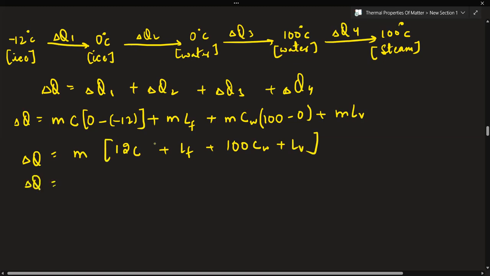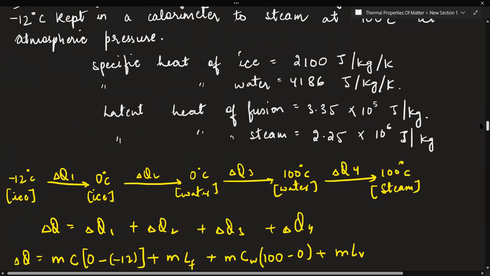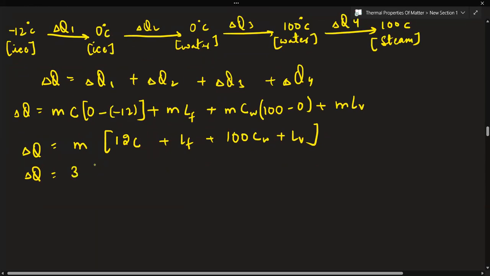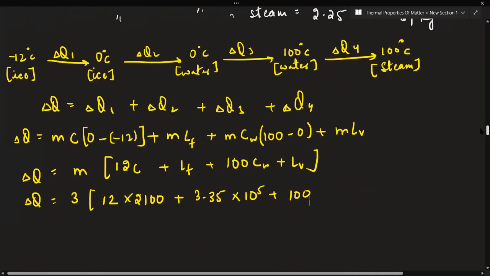So delta Q, what is the mass of ice given? I think 3 kg. Yes, 3 kg to convert 3 kg of ice. So mass, this will be 3. 12 into specific heat for ice is given as 2100. Then LF is given as 3.35 into 10 to the power 5 plus 100 multiplied by CW. Specific heat for water is given as 4186, plus latent heat of vaporization will be 2.25 into 10 to the power 6.